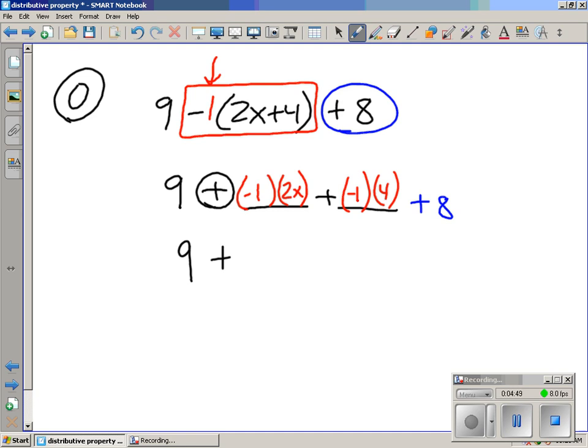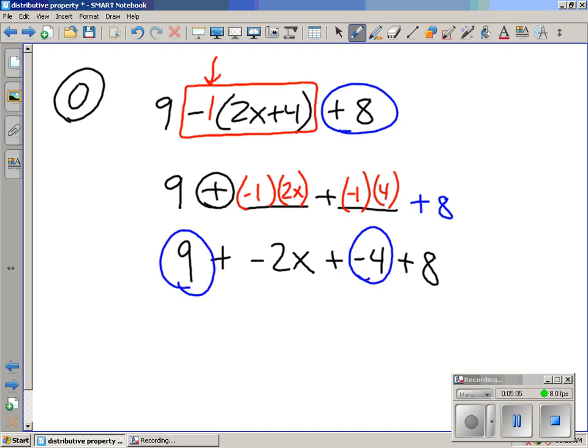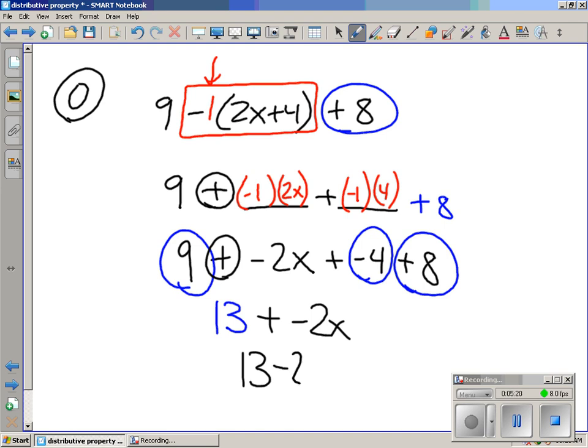So we get 9 plus a negative 2x plus a negative 4 plus 8. And then we combine like terms. So we have a 9 and we have a -4, which will give us 5. And then we add 8 to that and we get 13. And then we have a positive that I wrote here, and then the -2x. So we could also write this as 13 minus 2x.